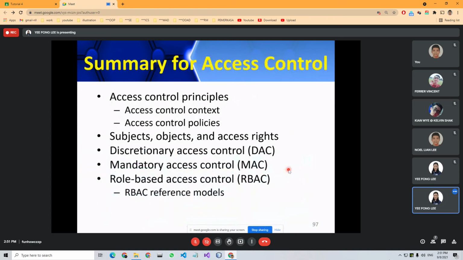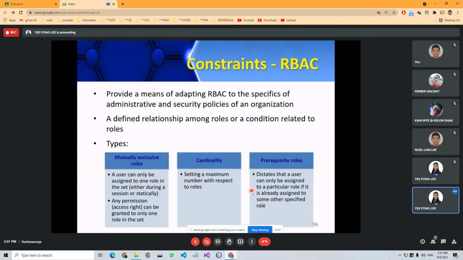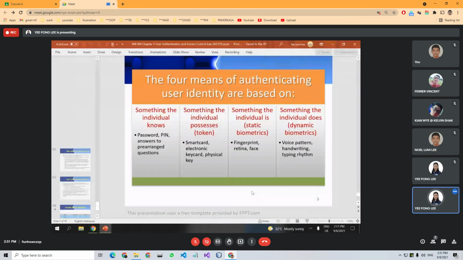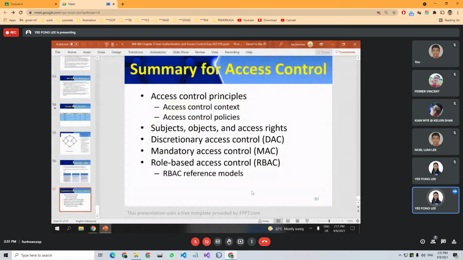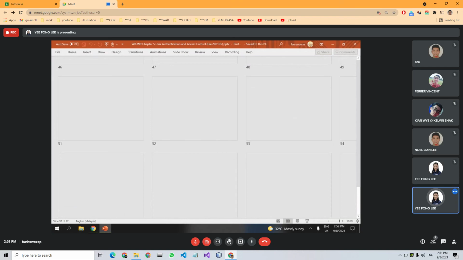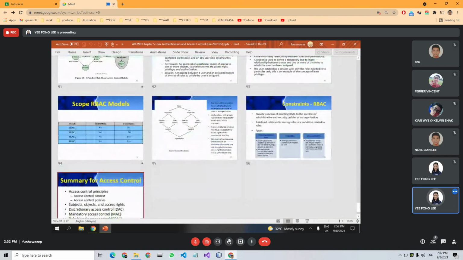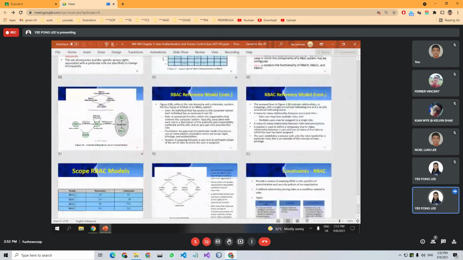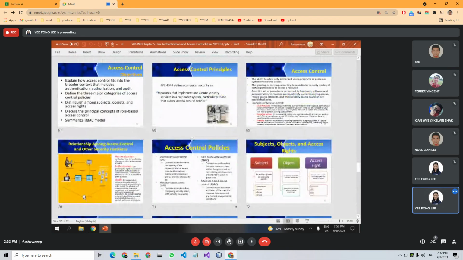Okay, summary. For this second part of chapter number 5, please understand the differentiation between DSC, MSC, and also row-based. That's all for chapter number 5. Sorry, this chapter we have a lot to cover. It looks like a lot, but a lot of the slides are repeated. I hope this is not too much of a burden to you. Please spend your time to go through the slides again. If you need to make your own brief notes, please do so.